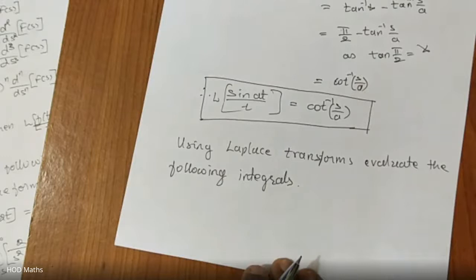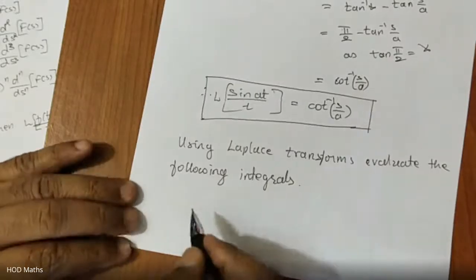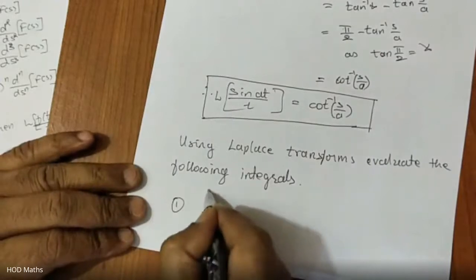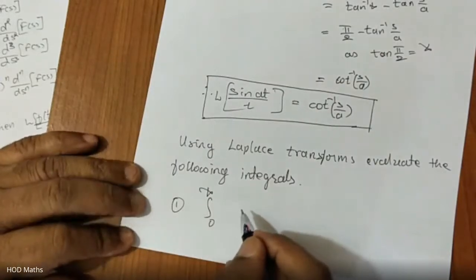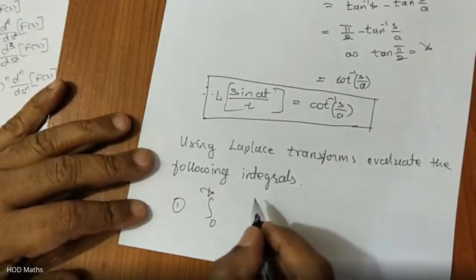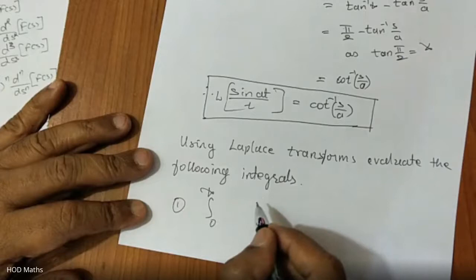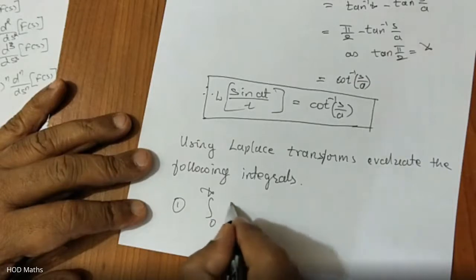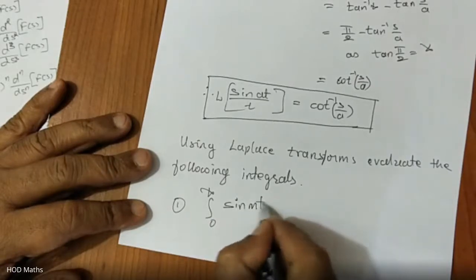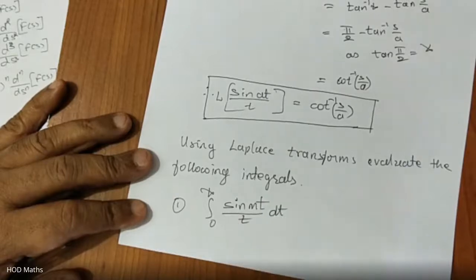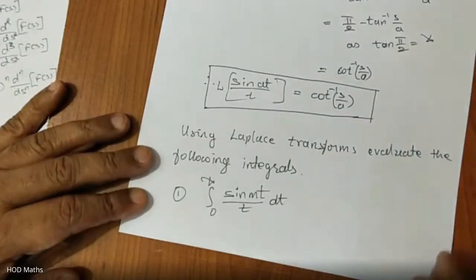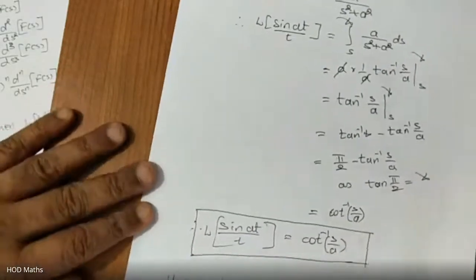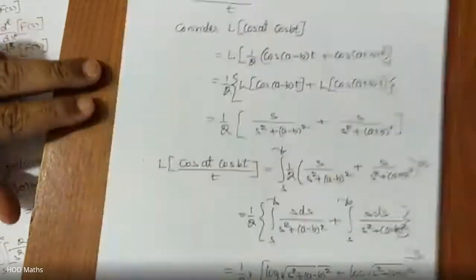So the first problem I am going to consider will be the integration from 0 to infinity of sin mt by t dt. I consider a simple case, right? So this will be equal to, what I will do here is, you look at this problem. Say I consider this one now.